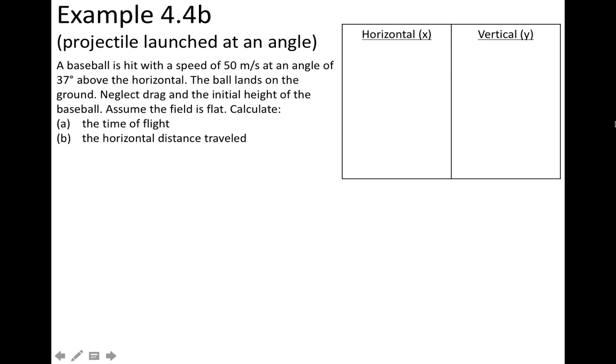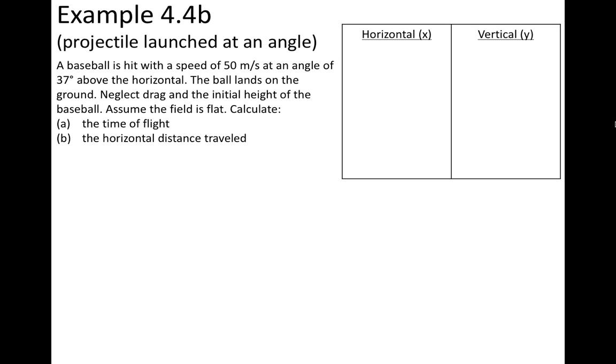Okay, let's look at one more example. Here we have a baseball that's hit with a speed of 50 meters per second at an angle of 37 degrees above the horizontal. The ball is going to land on the ground. We are to neglect drag and the initial height of the baseball. We assume that the field is flat, and we need to calculate the time of flight and the horizontal distance traveled.